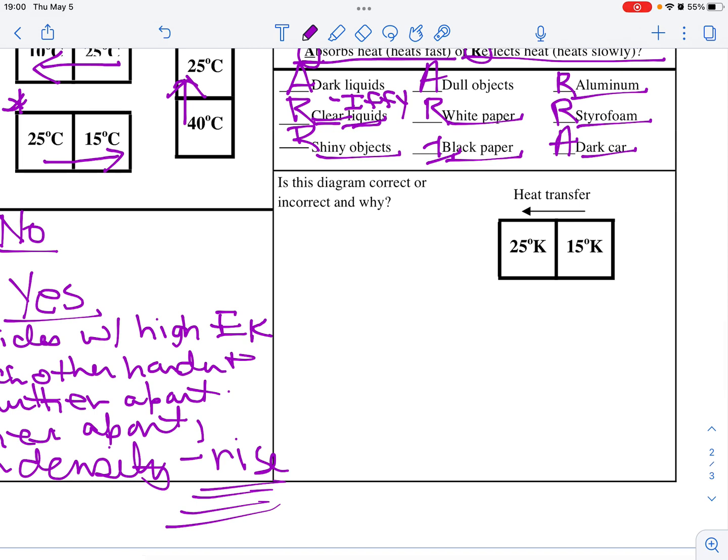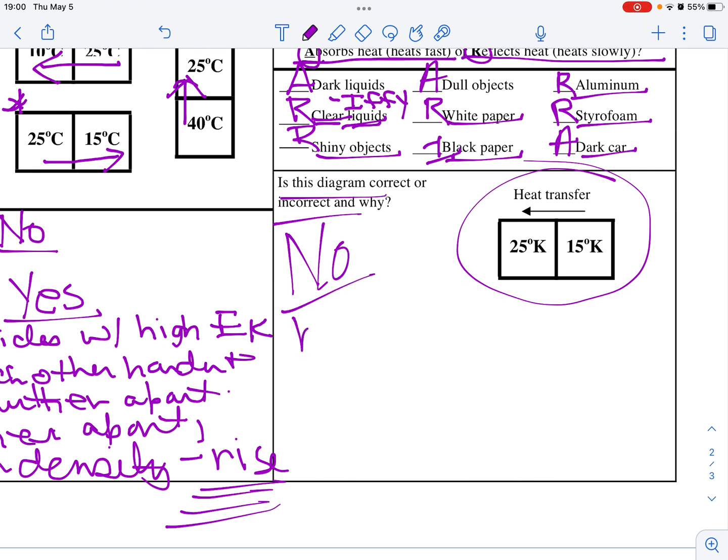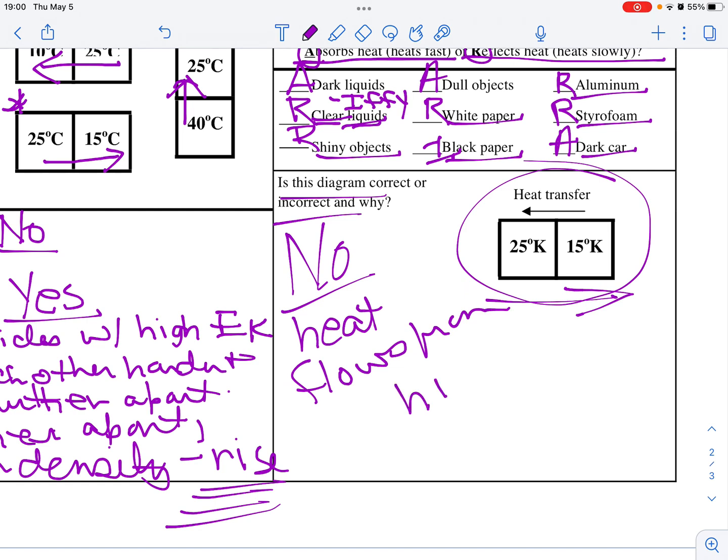Last but not least, let's take a look at this diagram. Is this diagram correct? Look at it. Is this diagram correct? No. Heat does not flow this way. Heat should flow this way. Heat flows from high to low. And now I'm done.